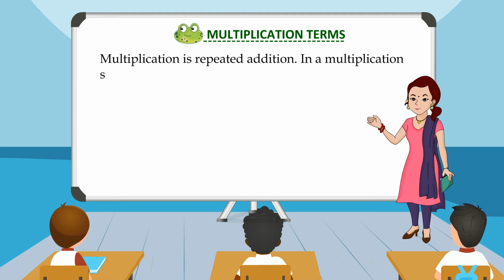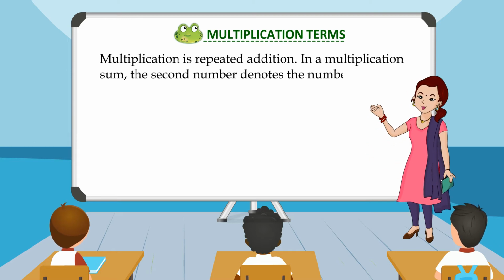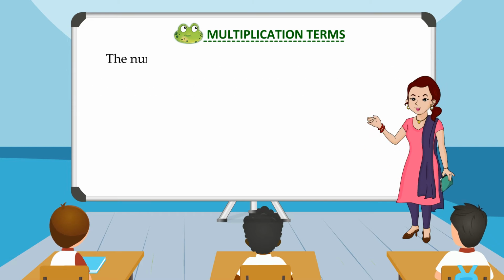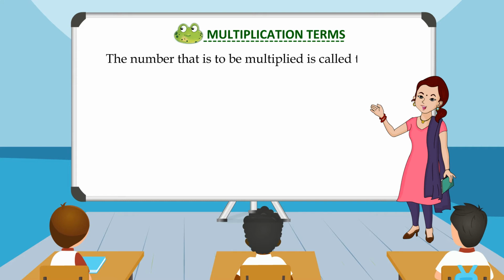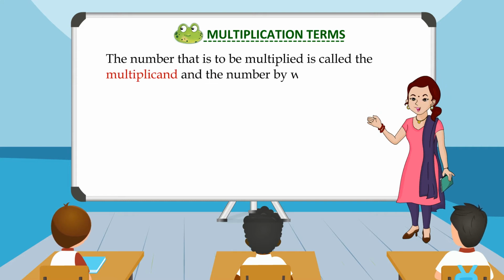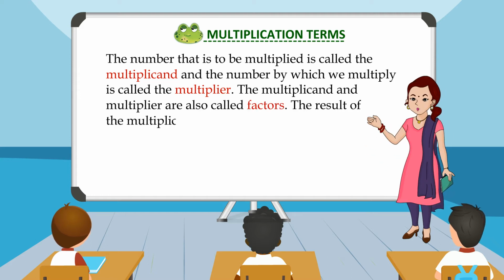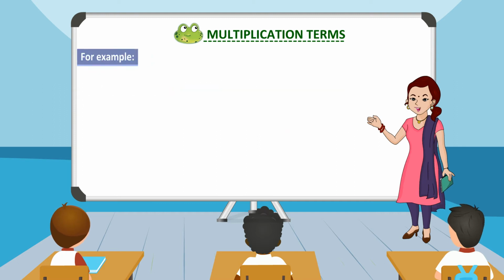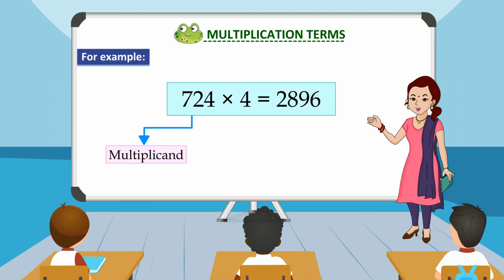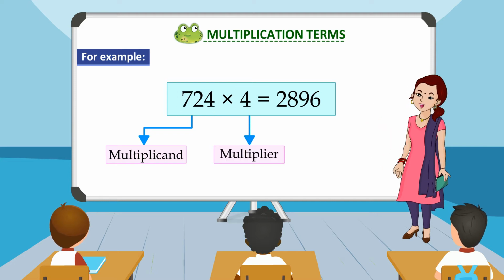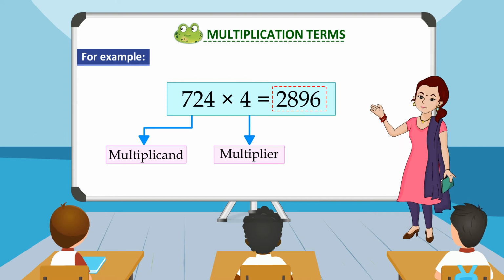In a multiplication sum, the second number denotes the number of times the first number is to be added to itself. The number that is to be multiplied is called the multiplicand, and the number by which we multiply is called the multiplier. The multiplicand and multiplier are also called factors. The result of the multiplication is called their product. For example, multiplicand 7 into 4 multiplier is equal to 28 product.